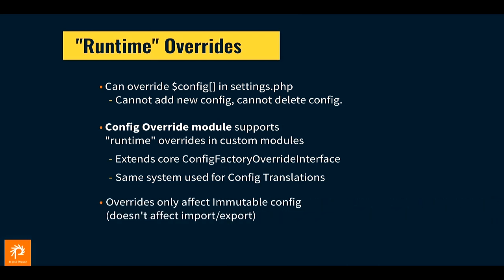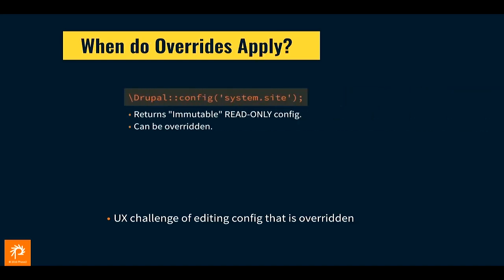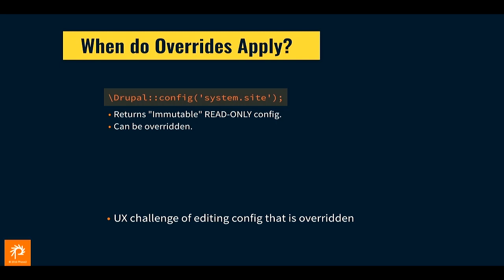So the tricky part about this is the overrides only affect what's called immutable config. So immutable config, sorry, it's a horrible word, that's basically read-only config. So what is this? Immutable config is in your modules or in your code. If you call config and say, give me the system site configuration, you're going to get a read-only version of that. You can look at it, but there's no save method. You can't change it. And that value will get changed by whatever overrides are in place. So if you try to get the site name and the person is set on a Spanish site, you're going to get the Spanish site name.